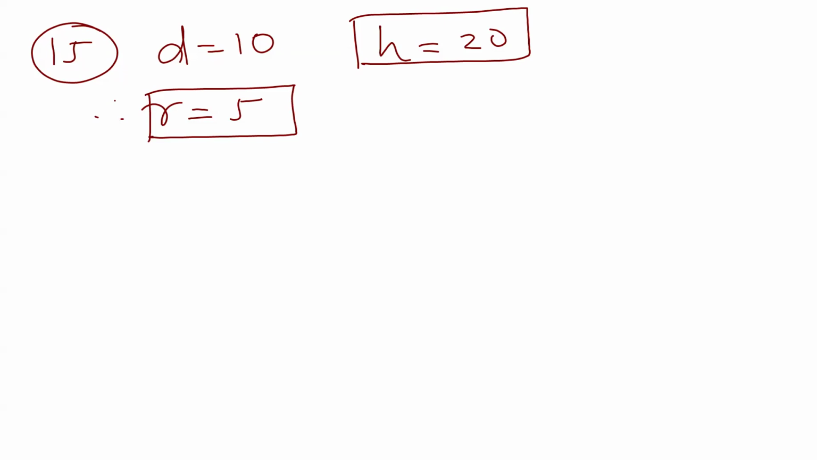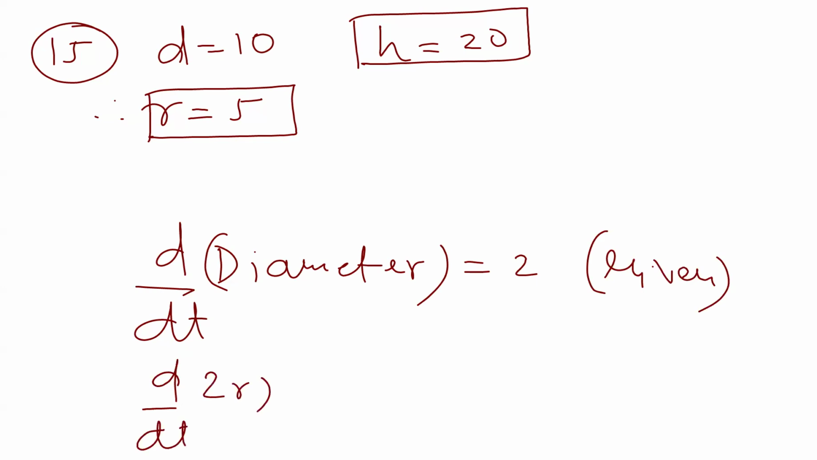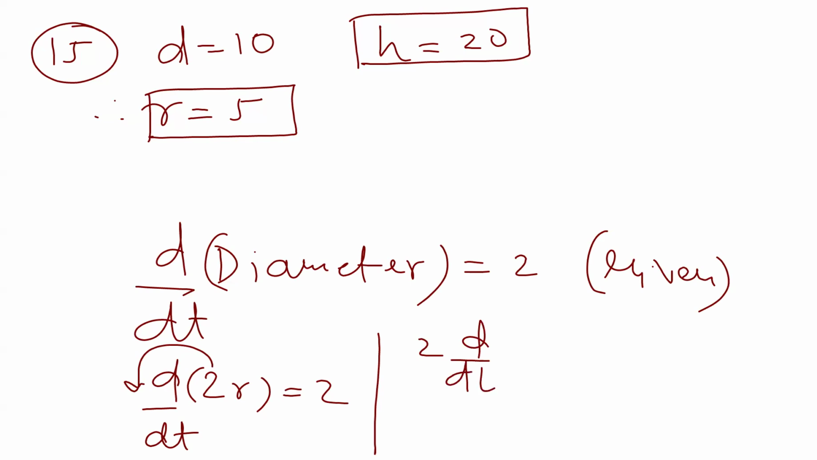The diameter is increasing at a rate of 2 centimeter per second. So the change in diameter with respect to time, d(diameter)/dt, is equal to 2. This is given to us, but then diameter is equal to twice radius. So I'm replacing diameter with 2 times the radius. Take this 2 outside: 2 d by dt of r is equal to 2. So dr by dt is equal to 1 centimeter per second.